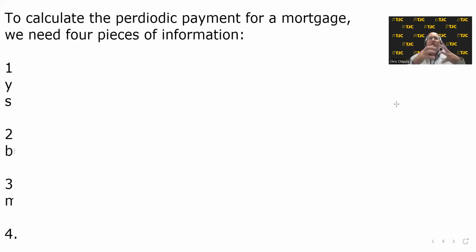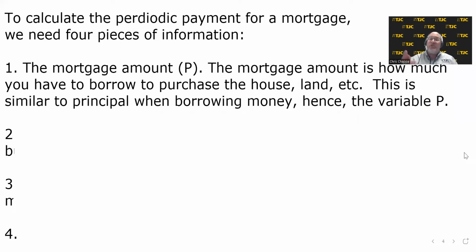All right. So to calculate a periodic payment for a mortgage, we need 4 pieces of information. Number 1, we need the mortgage amount, which is going to be represented with a capital P. The mortgage amount is how much you have to borrow to purchase the house, the land, whatever. This is similar to principal when borrowing money, hence the variable P. So mortgage is basically how much you have to borrow to get the house or the land or whatever it is.